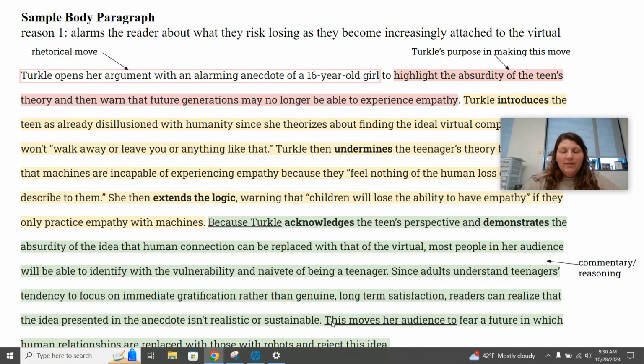And then lastly, this is the effect on the audience. This moves her audience to fear a future in which relationships are replaced with those with robots and reject this idea. So this is the intended effect. What is she wanting her audience to do or believe? She's wanting them to believe that in the future this is something that could possibly happen, and then reject this idea before we get to that point and we suffer the consequences of it. So on your guided notes, make sure you have identified these parts of the body paragraph so that you have a model when you start drafting your own.